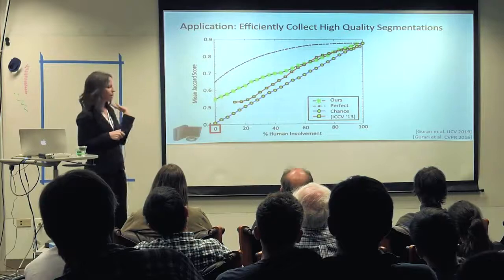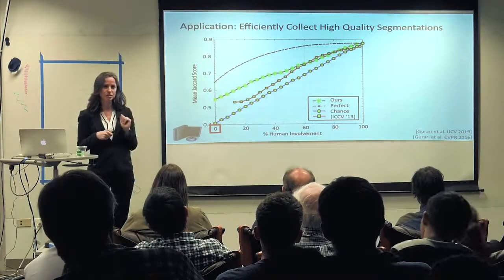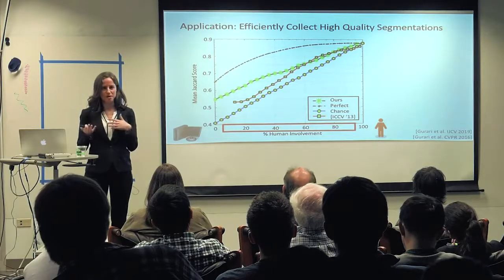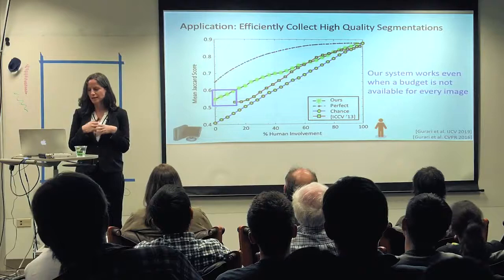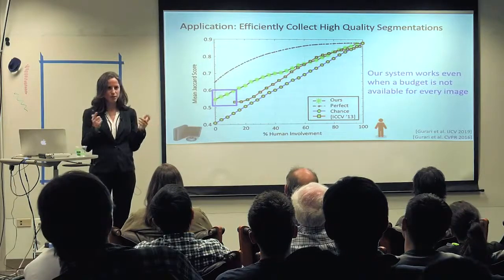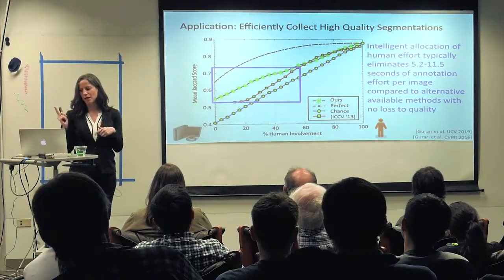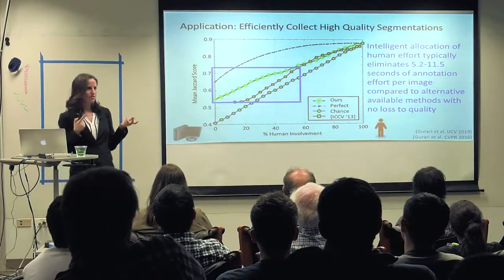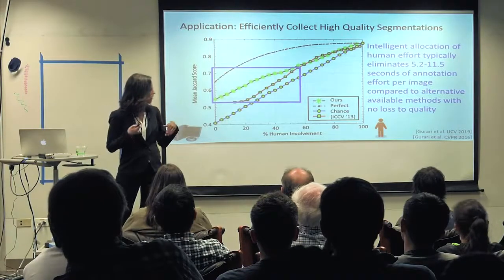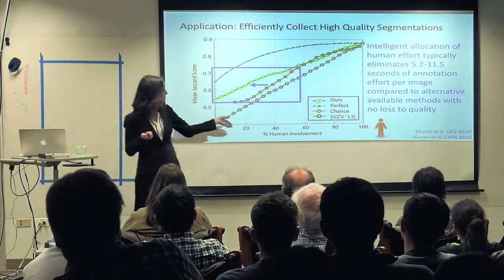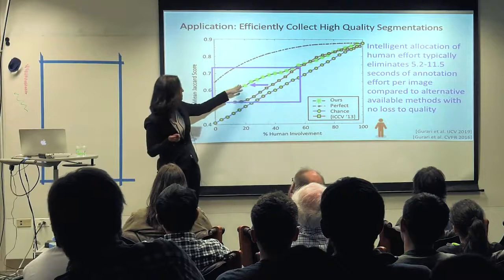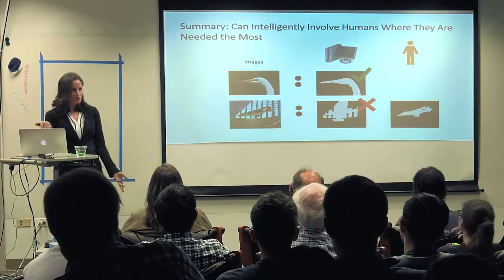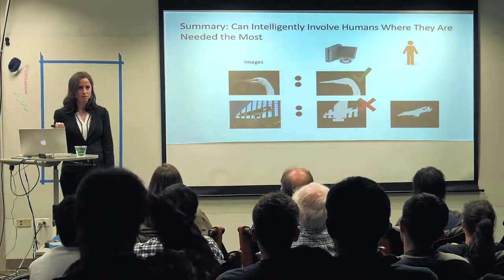What you see on your left side is where computers generated all the results. At the right side is where a human created all the results. And in between is where you have some sort of mix of human effort. Key points I want to make are that our system works even when a budget is not available for every image. That's one advantage. Another is that intelligently allocating human effort typically eliminates 5.2 to 11.5 seconds of annotation effort per image compared to what had been the state-of-the-art method within that range. So in this case, with 40% of human involvement, you can get the same quality level at about 20% human involvement. So to summarize this component, this work showed that you can intelligently involve humans where they are needed the most.